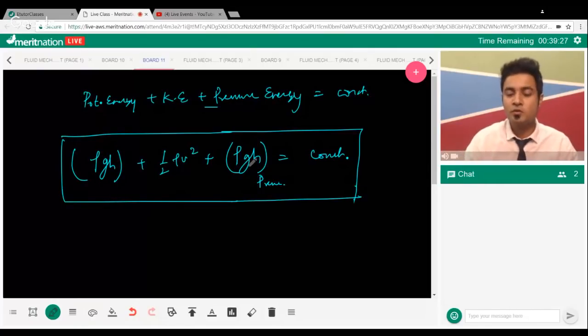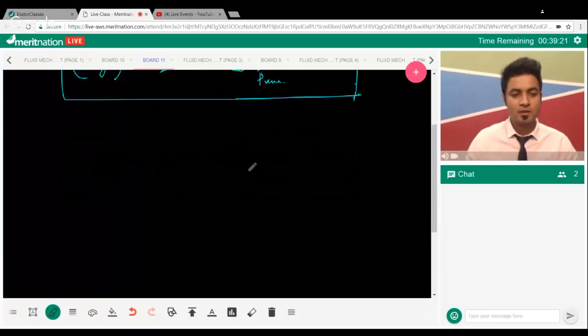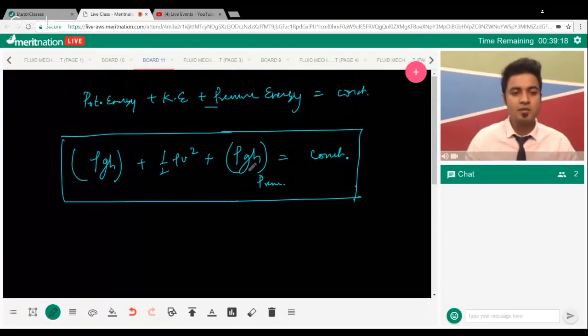We are going to use this in a lot of the numericals, because all the numericals will be based basically on these two things. So let me just start with the numericals, guys.